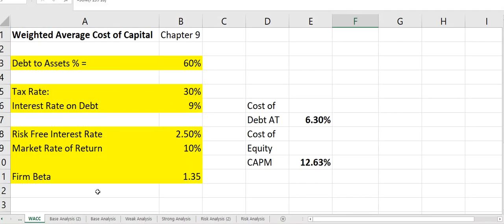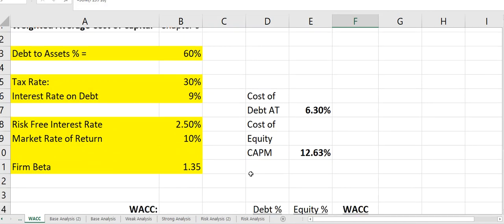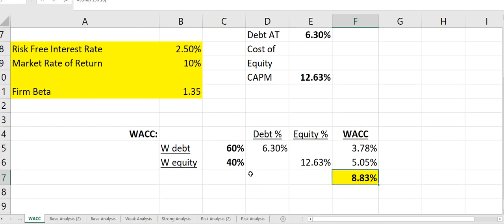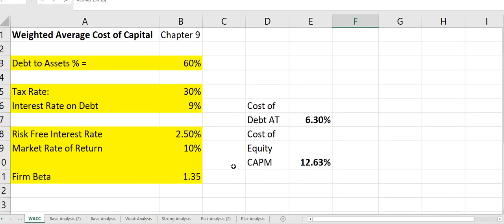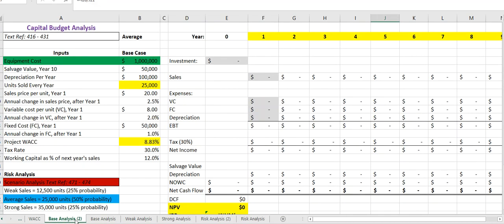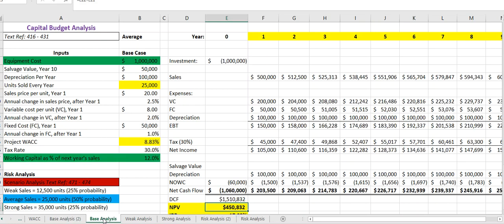Here's a spreadsheet I'm including in this video this week. It's a basic review of the capital budget analysis. A calculation of the weighted average cost of capital, which in this example is 8.83%. You can see how I did it. And then I give you a blank base case. You can fill in these numbers and try to prepare this as practice. All right, I give you the answers.